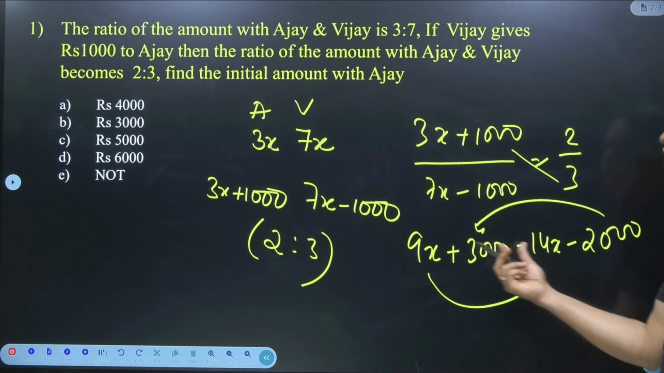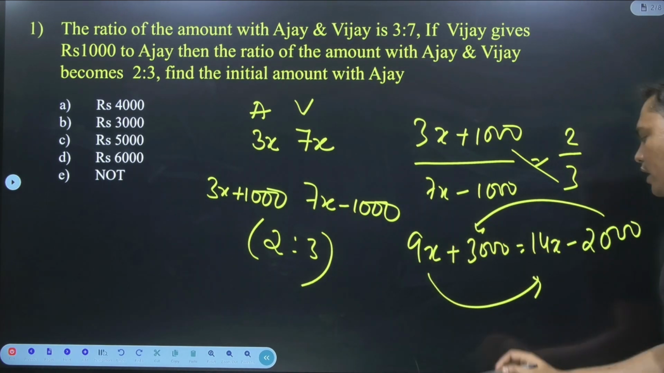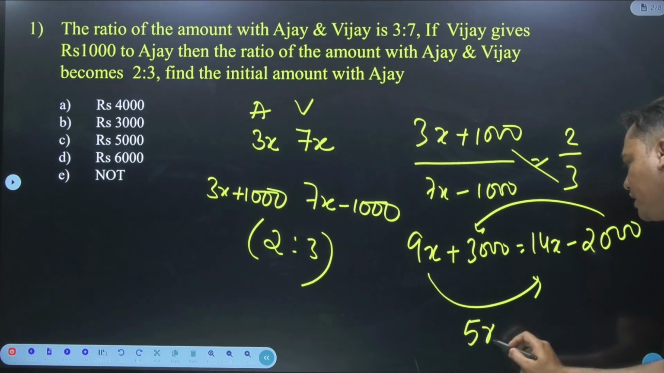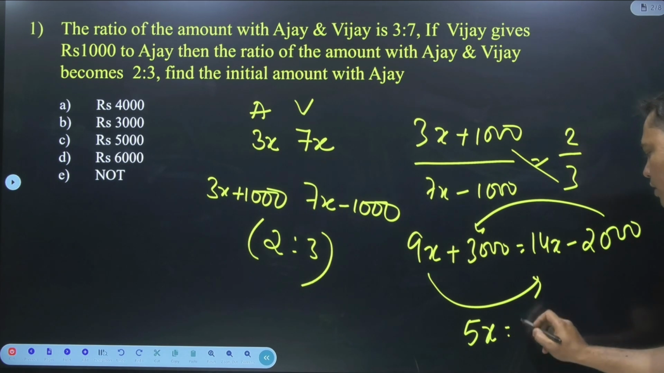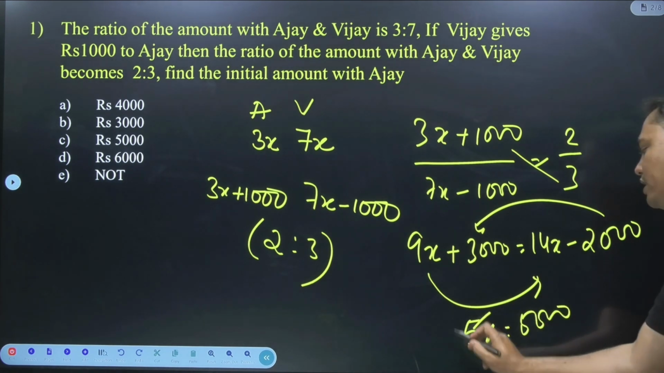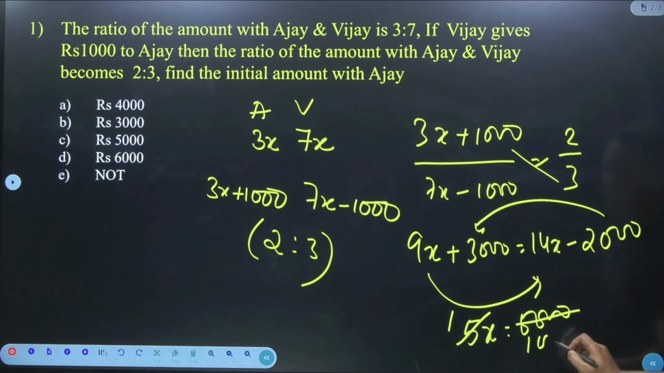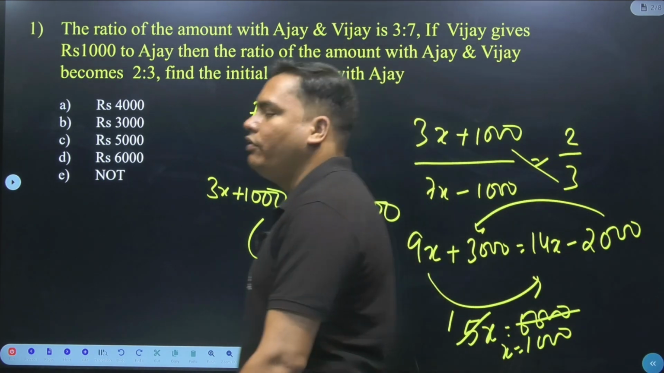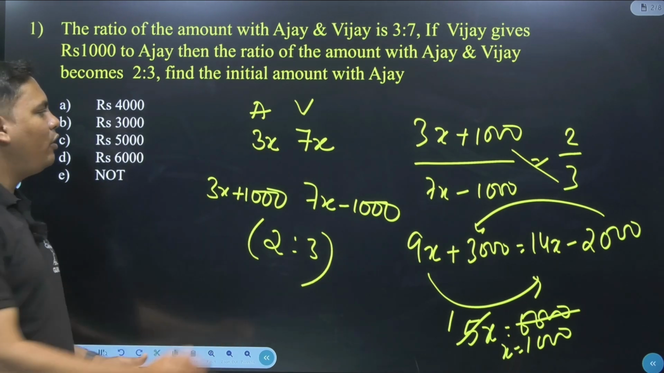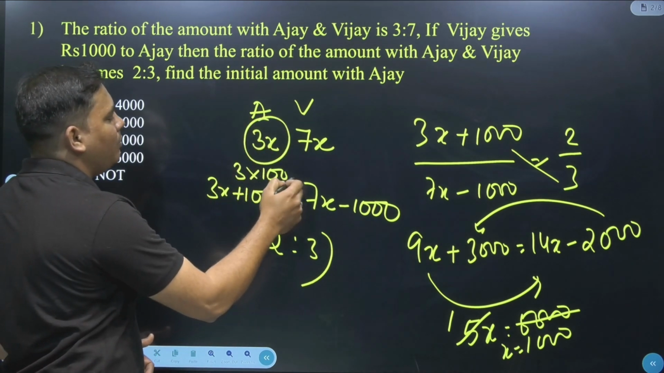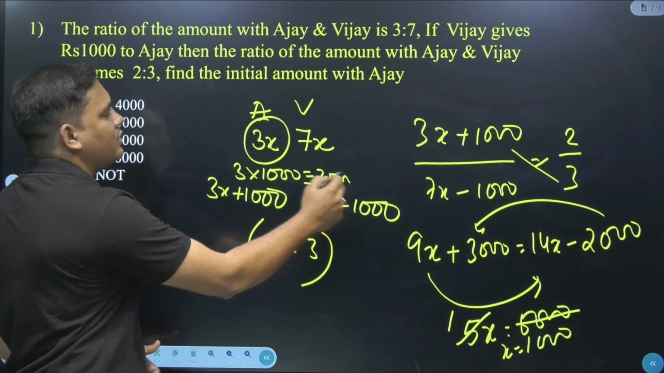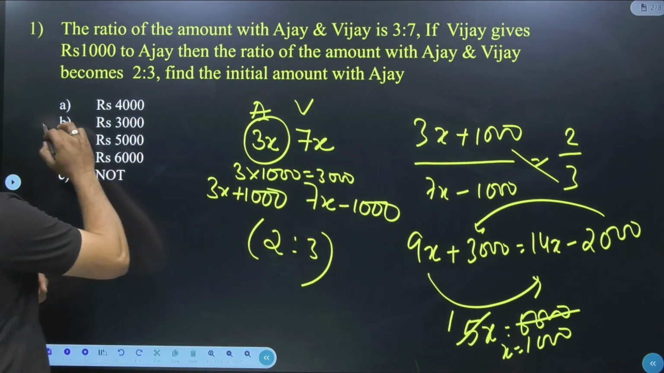What is 14x minus 9x here? It is nothing but 5x. 5x equals 2000 going there, 2000 plus 3000 will be 5000. So 5 ones are 5, and thousands, so x equals 1000. The question is to find the initial amount with Ajay. What was the initial amount with Ajay? 3x. 3 into 1000, the answer will be 3000. So my answer will be option number B.